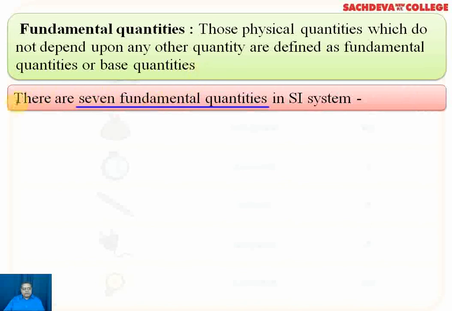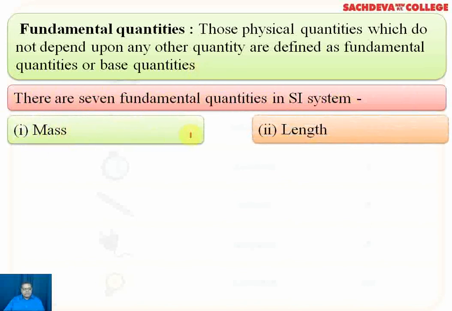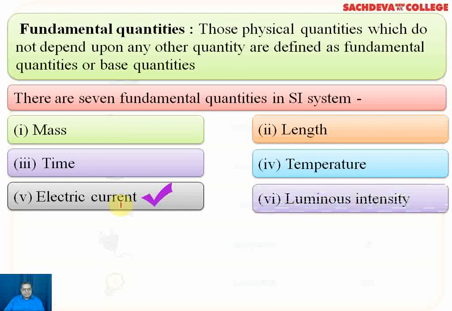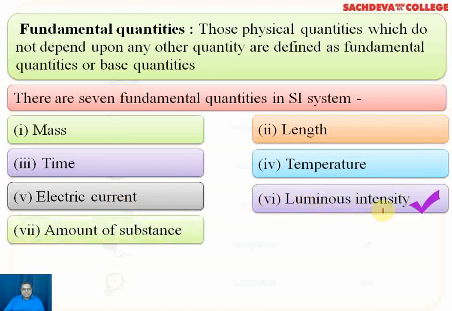There are 7 fundamental quantities in the SI system. One of them is mass, the other is length, then comes time, then temperature, and next is electric current. Further, there are luminous intensity and the amount of substance. Starting from mass, the quantity of matter contained by a body is called mass. So we can express a physical quantity in terms of mass.